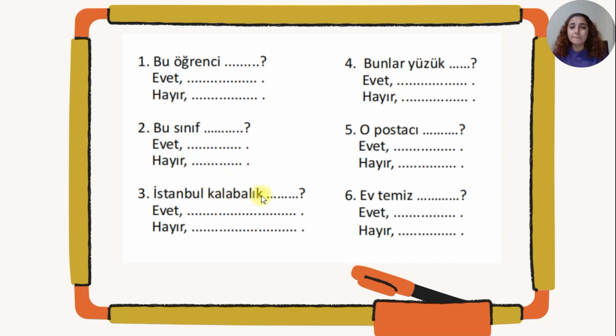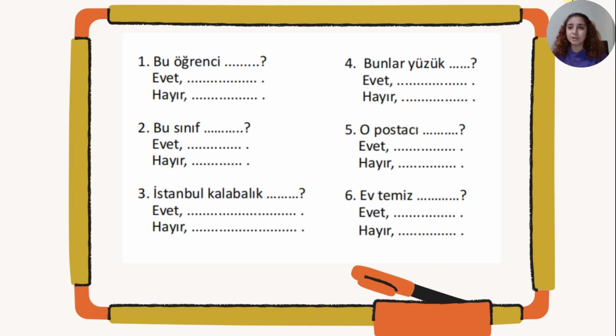İstanbul kalabalık mı? Evet, İstanbul kalabalık. Hayır, İstanbul kalabalık değil. No, Istanbul is not crowded. Bunlar yüzük mü? Evet, bunlar yüzük. Hayır, bunlar yüzük değil. Are those rings? Yes, those are rings. No, those are not rings.